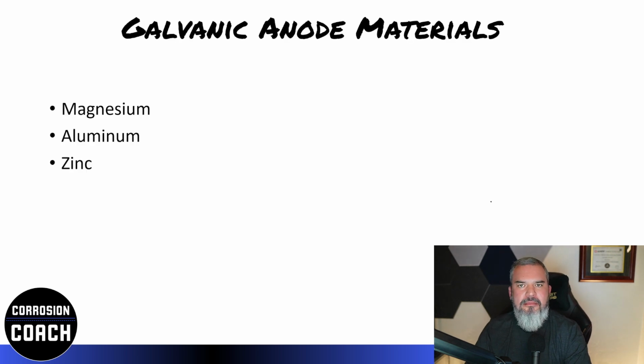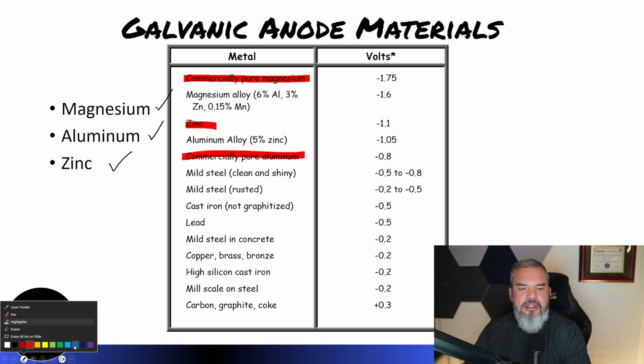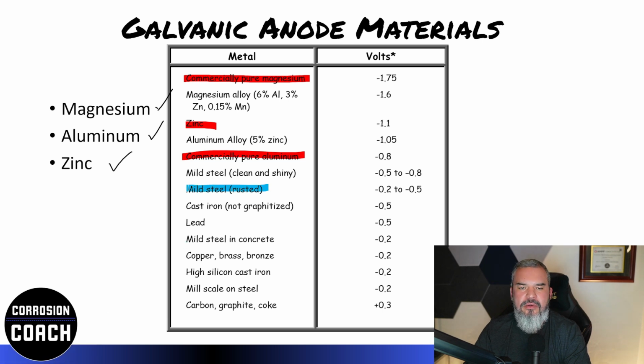Some of the common metals that we'll use for galvanic CP systems, we already talked about magnesium. Aluminum would be another one, and then zinc showed up in that battery. So again, going back to the galvanic series, I'll just highlight those to make it a little easier for those of you that are looking at this on your phone. So we've got magnesium, we've got zinc, and we've got aluminum. And again, typically we are protecting steel, which is in the middle of this particular galvanic series.